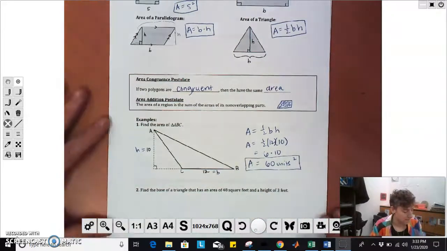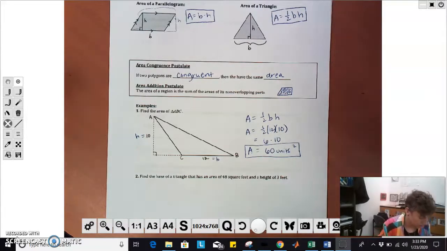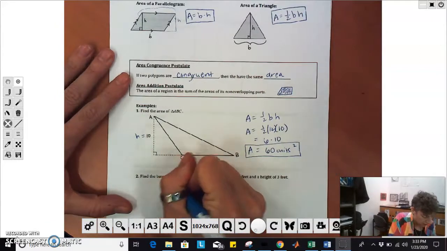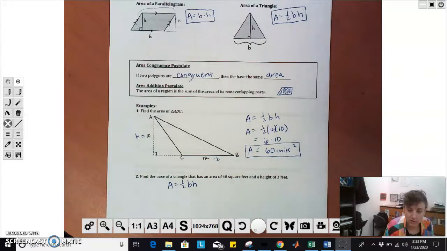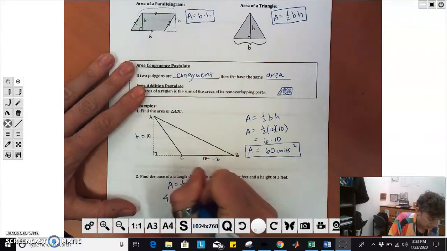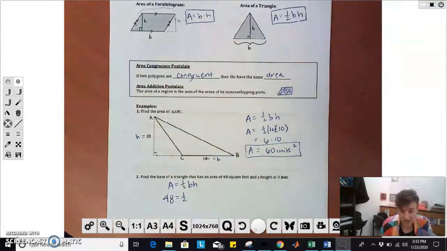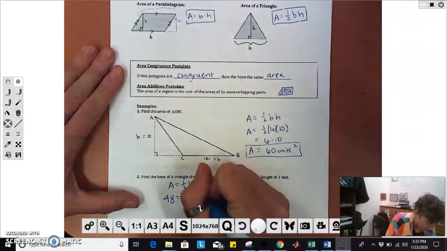Wonderful. Find the base of a triangle that has an area of 48 square feet and a height of 3 feet. What's our formula for area of a triangle? 1/2 base times height. Very good. What is the area? Well, it's 48 square feet. So let's put 48 in for our area. 1/2. What's the base? I don't know. That's what I'm trying to find. What's the height? It's 3.